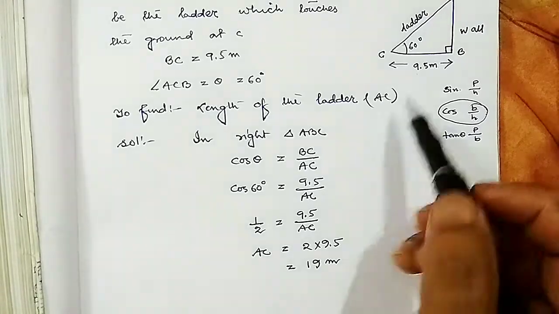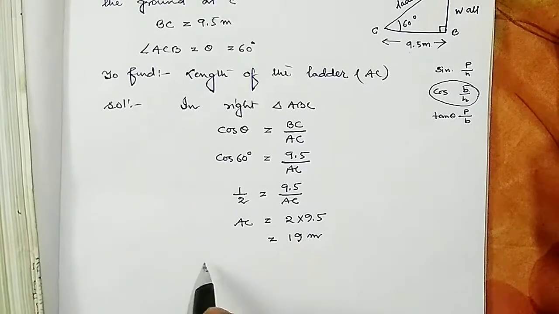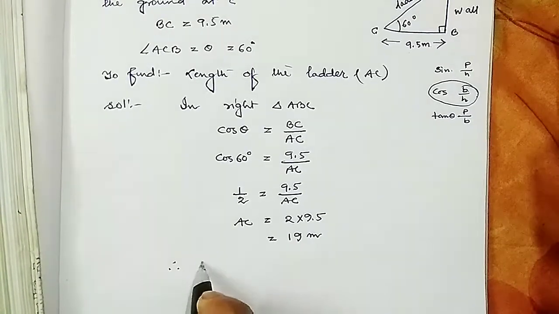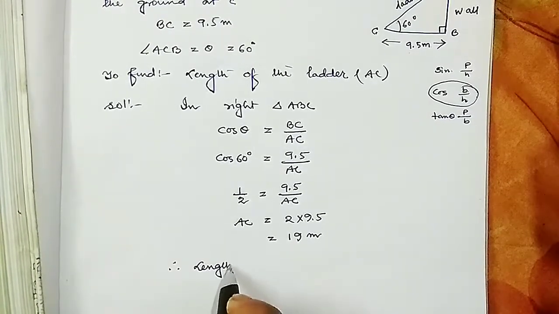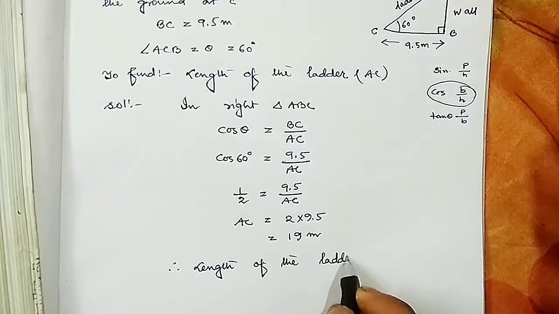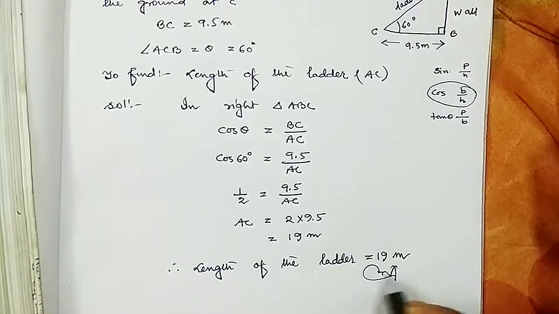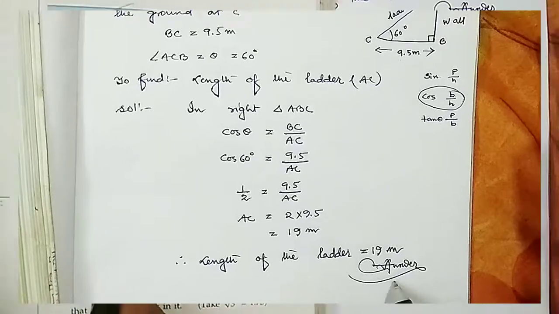Since AC is 19, that means this is the length of the ladder. So we can write therefore, length of the ladder equals 19 meters. That is the required answer. I hope this one is clear.